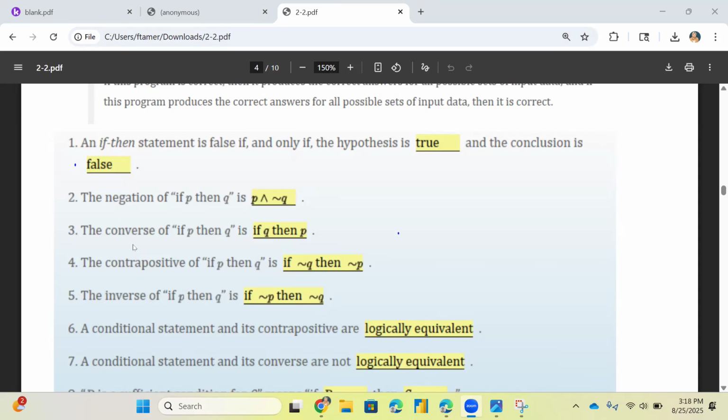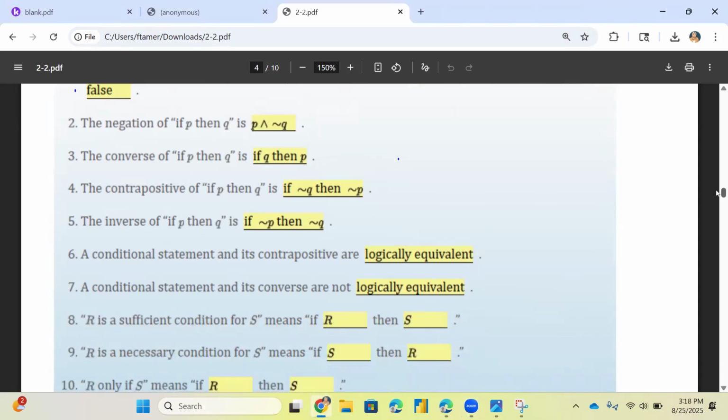The converse of if P then Q means we're just going to change the order: if Q then P. The contrapositive of if P then Q is, if not Q then not P. The inverse of if P then Q is, if not P then not Q. A conditional statement and its contrapositive are logically equivalent. A conditional statement and its converse are not logically equivalent.